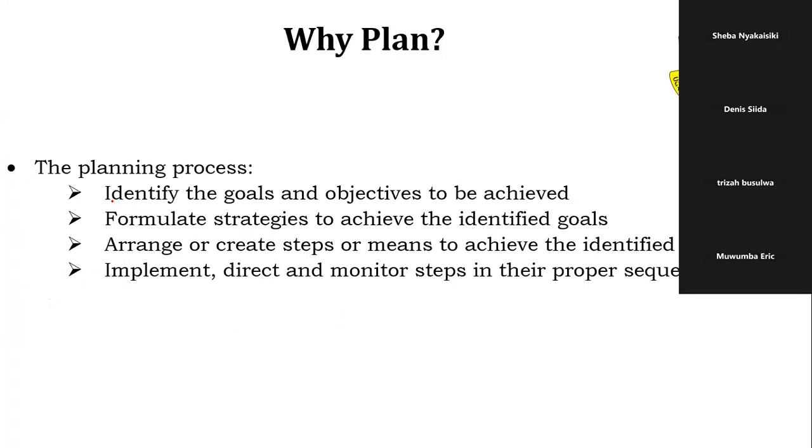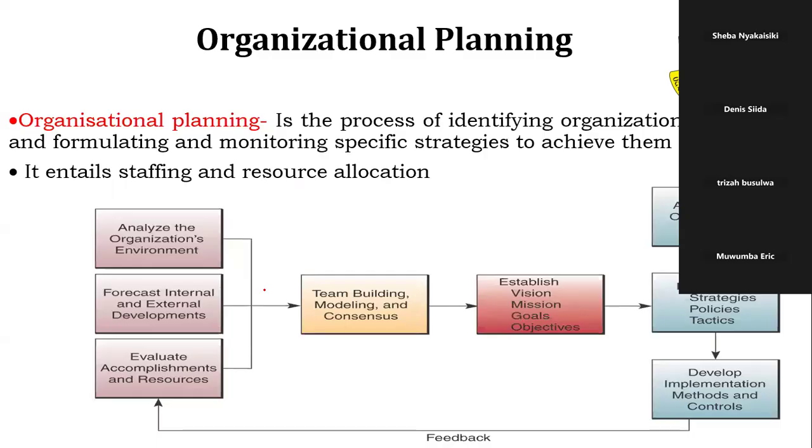So the planning process begins with identification of goals and objectives, formulating strategies, arranging and creating steps to achieve those objectives, then implement, direct, and monitor. These are the four steps. Specifically, organizational planning. What is it? First, you start by identifying those organizational goals that need to be achieved.